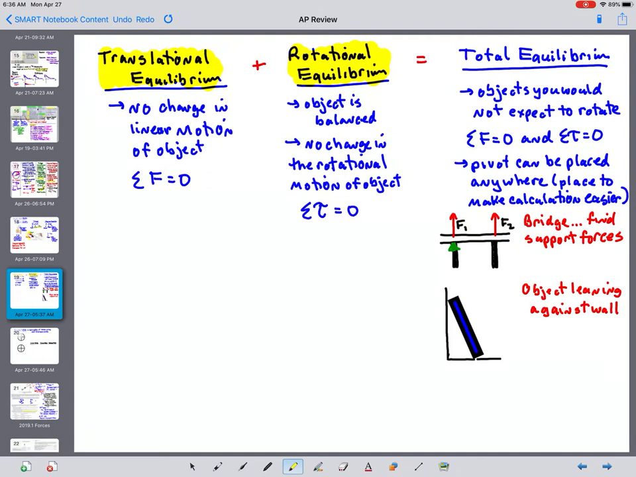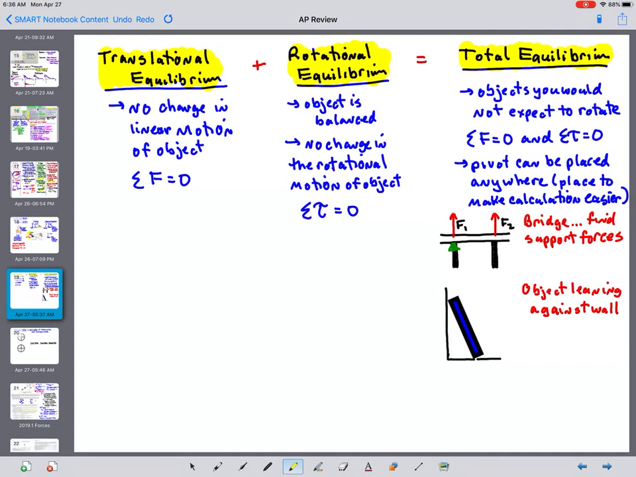The net torque is equal to 0. You then put those together to get total equilibrium. No extra force, no extra torque. These are typically systems that you would not expect to rotate, okay? And because they are not rotating and shouldn't rotate, you can mathematically put the pivot anywhere that you want. So place it somewhere that is easy for calculations.